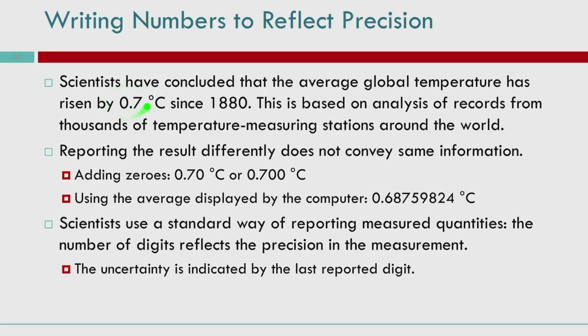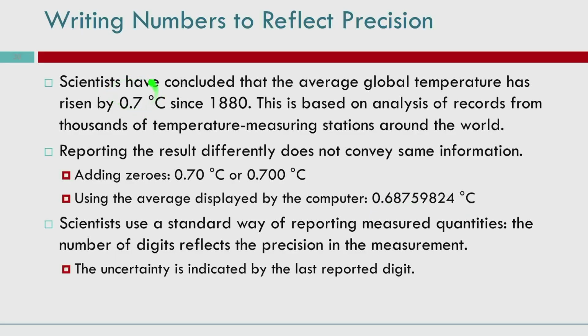If we report that value differently, adding zeros, 0.70, that looks a little bit more official, maybe. It looks a little bit more precise. Like, oh, they were pretty accurate with their temperature measurements. If we add more, 0.700 degrees Celsius, then that looks like they measured all the way up to the thousandths place for all of their temperature measurements, for all of these stations across the world, which is not accurate. And if we used the average displayed by the computer, just based on some rough calculations, that looks like, wow, they really measured that temperature super precisely, and almost nobody is measuring temperature that precisely.